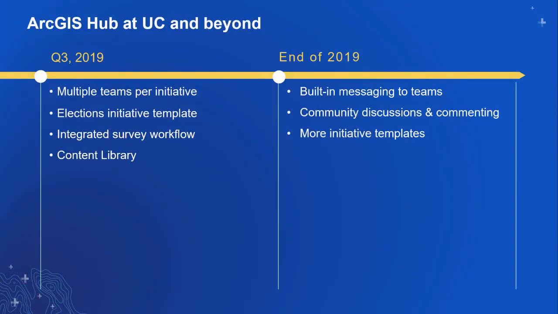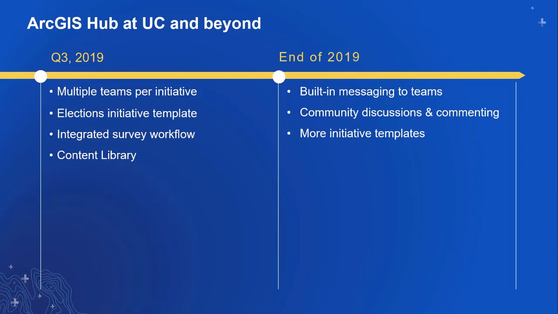Yeah, and so just to give you a little bit of a roadmap about where we're going in the next couple of quarters, we already talked about the ability to have multiple teams that we're working on now. Alan showed the elections initiative template that's coming. Another thing that we're working on is a really integrated survey workflow, because surveys are one of the primary means we see of engagement for people using Hub, and so we're just working on a really neat way to do that. You can do that today, but we're going to streamline it even further.